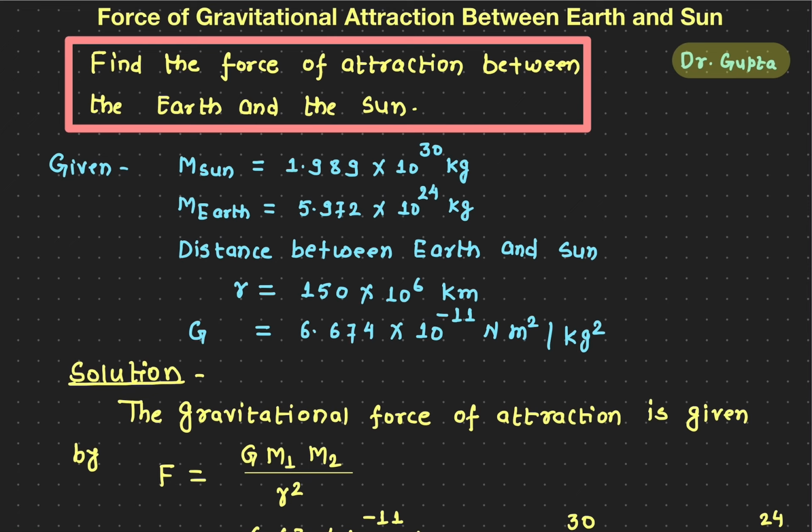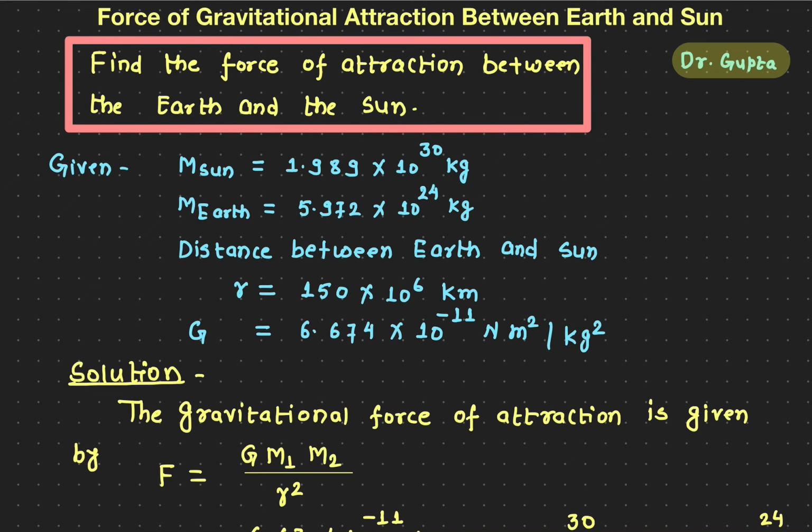So, let's get started. This is the mass of the Sun, and this is the mass of the Earth. These are the known values here. The distance between the Earth and the Sun, if this is the Sun and this is Earth, is measured from the center to the center. Remember, whenever we measure distance, it's always measured from center to center. And that is 150 times 10 to the 6 kilometers.